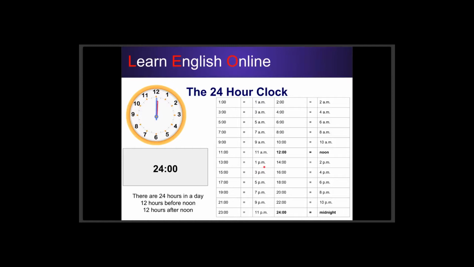So 1 p.m. is in the afternoon. 4 p.m. is in the afternoon. Okay? Noon, afternoon. AM, before noon. And we have the same, but we have 13, but that means 1 p.m. 14, 2 p.m. 15, 3 p.m.